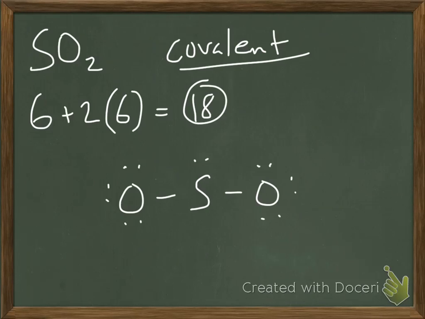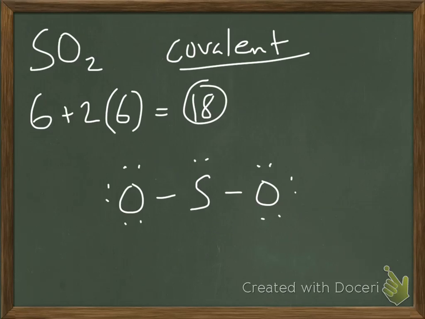Is everybody happy? The oxygen's good. The other oxygen's good. Sulfur, sulfur's only got 6. Sulfur only has 6 electrons. It wants 8. I really want to put 2 more down here, but I can't because I've already used 18. You can't just pull electrons out of thin air. You got to use the ones that you have.